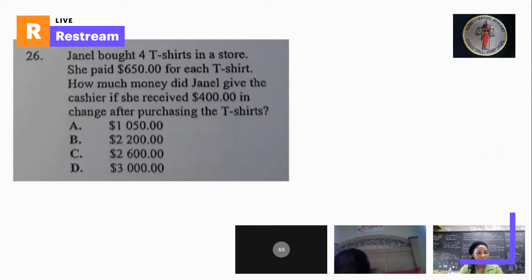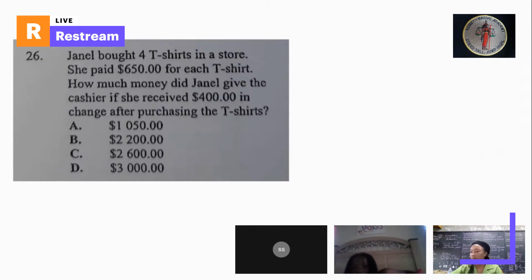Number 26. Janelle bought 4 t-shirts in a store. She paid $650 for each t-shirt. How much money did Janelle give the cashier if she received $400 change after purchasing? Miss, D, this? 3,000. How did you come by that?